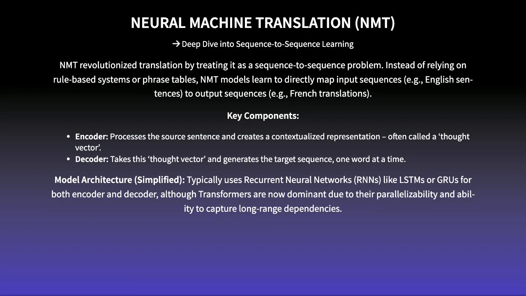Okay, let's talk about neural machine translation, NMT. Think of it as a huge leap forward from older translation methods. Instead of painstakingly defining rules or relying on predefined phrases, NMT models actually learn to translate directly, just like we do. They take an English sentence and transform it into its French equivalent, for example. The core idea is that the model learns an internal thought vector way of representing the meaning of the entire source sentence. Then the decoder uses this representation to build the translation word by word.